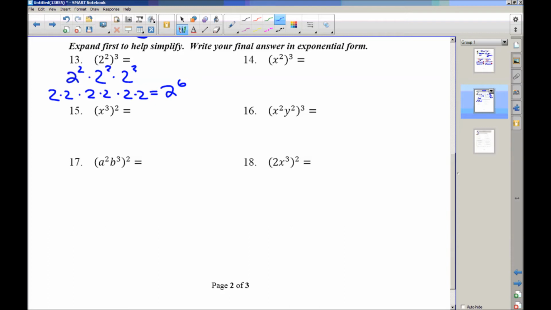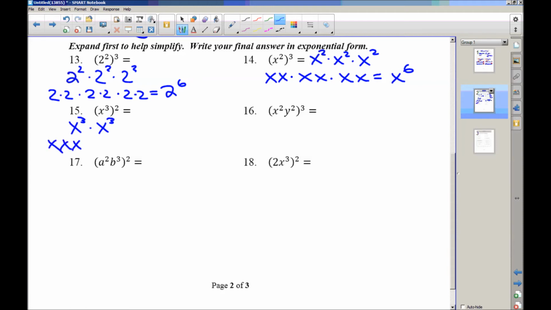All right, we'll do the same thing with x's here. So x squared to the 3rd power is really x squared times x squared times x squared. So that's xx times xx times xx, which is x to the 6th power. Number 15, x cubed squared. That means I take the base of x cubed and times it to itself twice. So x cubed times x cubed. So this will be xxx times xxx. That's 6 x's all together, so x to the 6th when I put it back together from expanded form to exponential form.